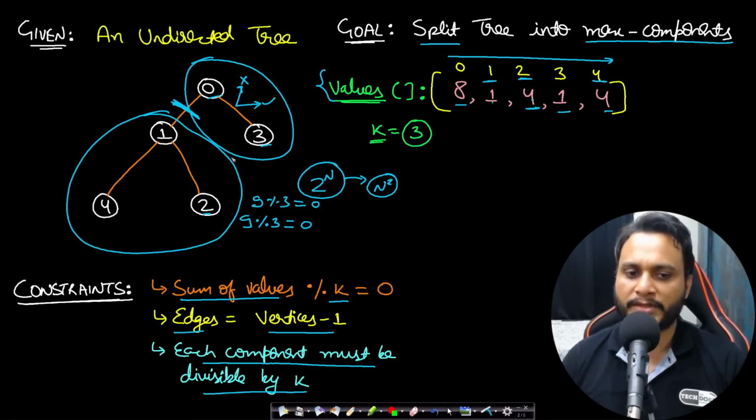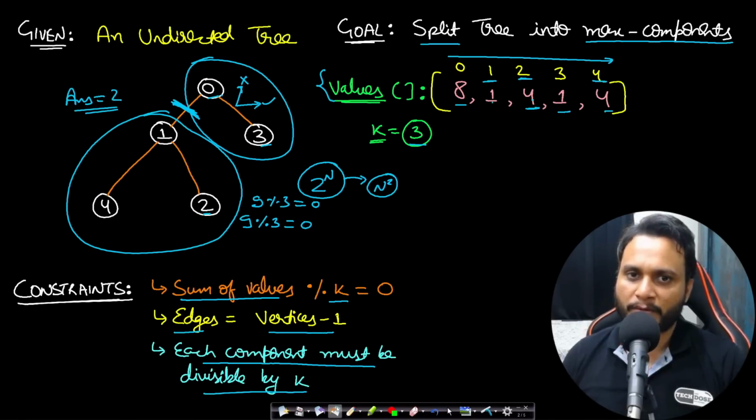So both the components are divisible by 3, and you cannot actually remove any more edges after that. You can just try it out. Can you remove this edge? No, you cannot remove this edge because 2's value is 4, which is not divisible by 3, right? So whenever you remove an edge, both the sides must be divisible by the k value, and if it is possible, then we will divide. If not possible, then we will not divide. So in this case, we got 2 components, therefore the answer will be 2, that we were able to form 2 components, right? So I hope you have understood the problem statement.